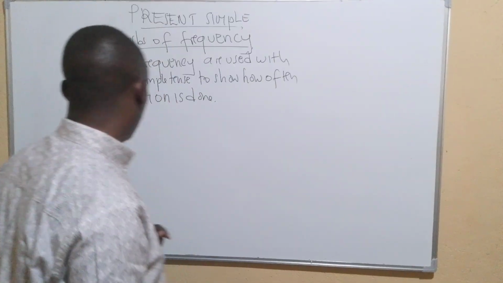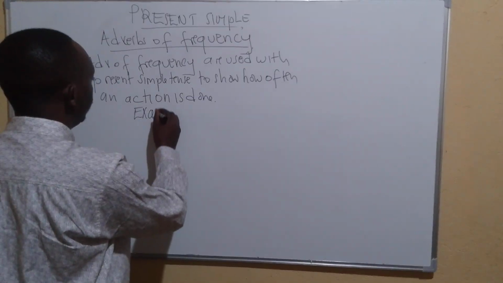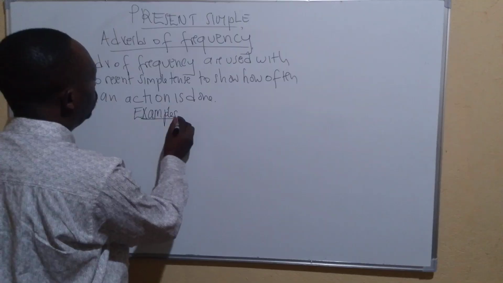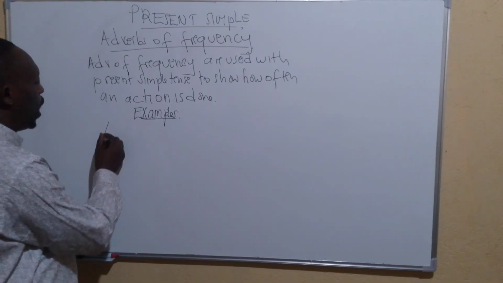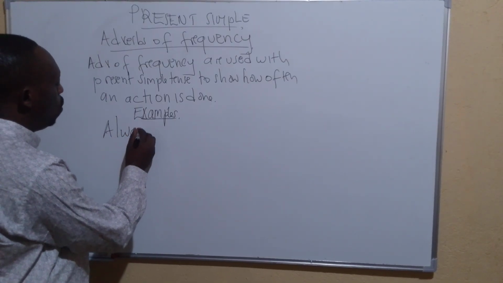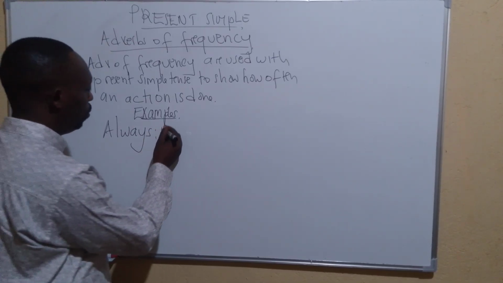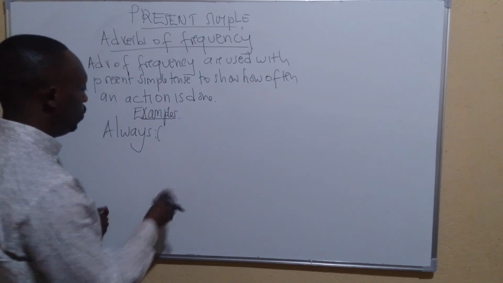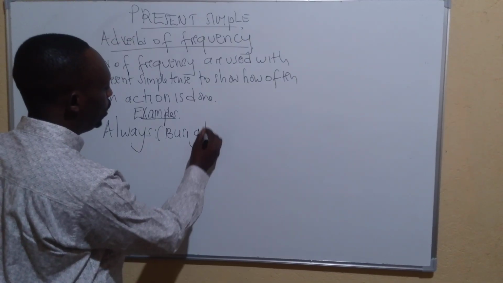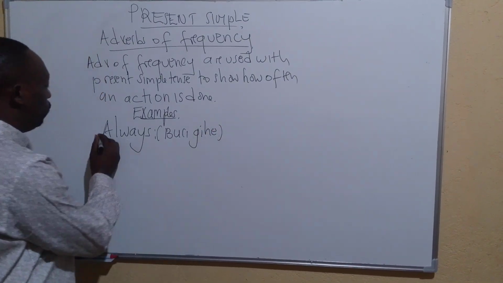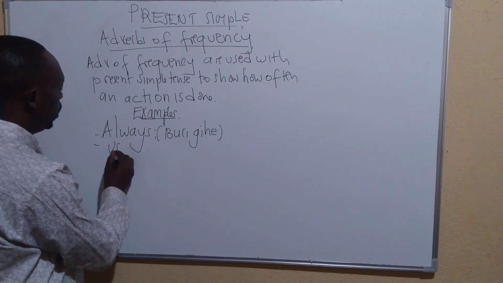Now here we have different examples of adverbs of frequency. Among adverbs of frequency we have always. This adverb is used to mean that an action happens on daily basis. Tuyikoresha iyo tugaragaza igikorwa kiba buri gihe. Another adverb of frequency we have, which is very close to always, is usually.